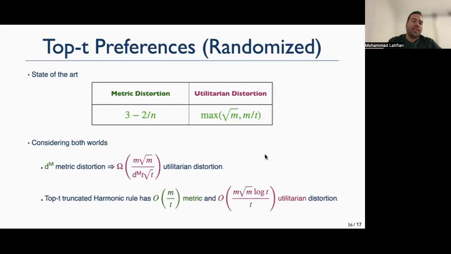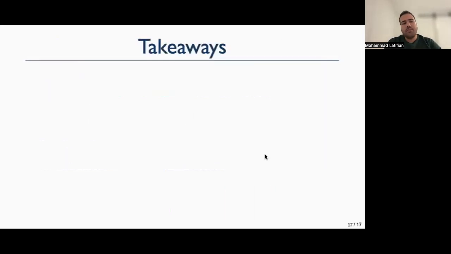And we show that if we change the truncated harmonic rule that I described earlier to only use the top T preferences, we can get order of m over t metric and order of m square root of m log t over t utilitarian distortion. So as you can see, we have a gap here, which is an interesting open problem to think about.